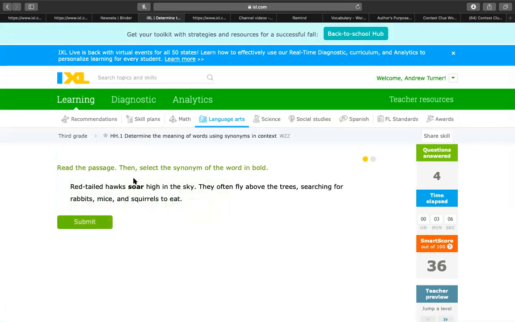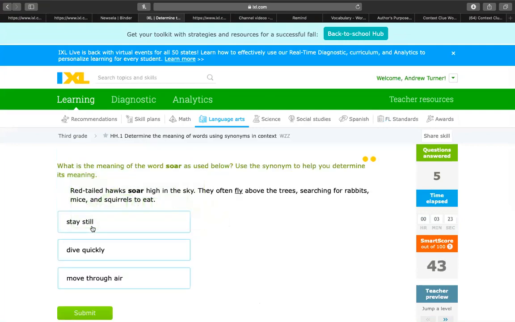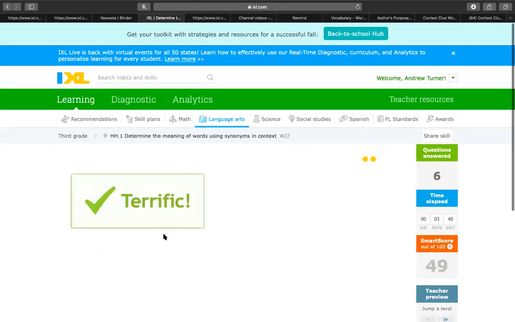All right. Red-tailed hawks soar high in the sky. They often fly above the trees searching for rabbits, mice, and squirrels to eat. Soar. What is my synonym? Fly. Good. Very good. Now, soar and fly, we substitute this. They often stay still, dive quickly, move through the air. Which do you think? Move through the air. Bingo.